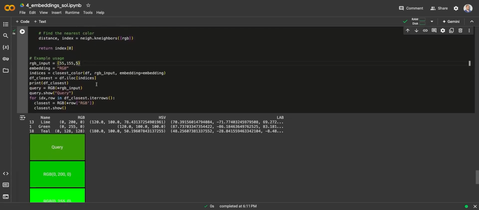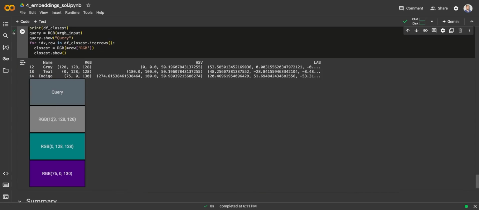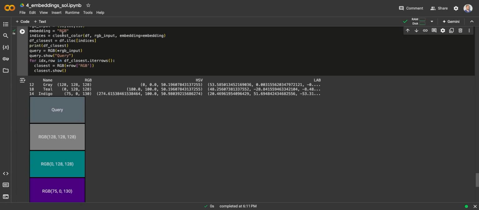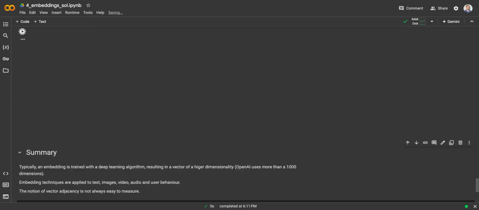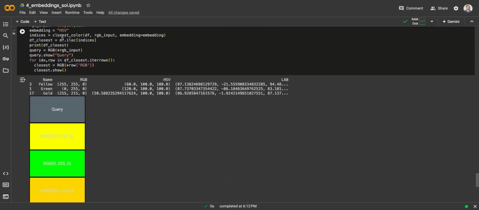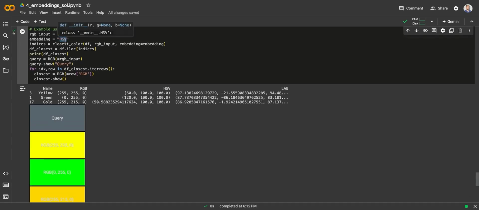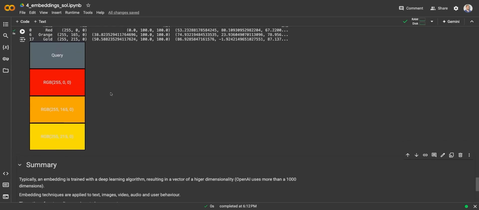Let's do one last example. So this color is pretty gray. It's closest to gray, which makes sense. Then teal and then purple. Okay, this is the RGB representation. Let's have a look at the HSV. HSV seems to prefer yellow colors for some reason. And the LAB. LAB seems to be very diverse but irrelevant here.